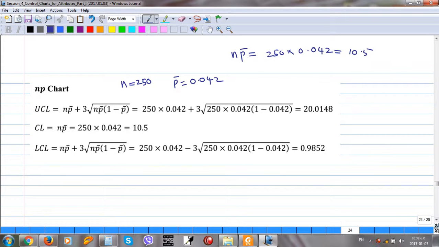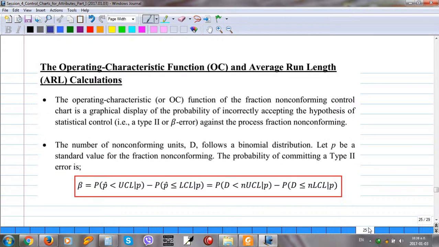And as we discussed in the previous chapter, in here also we have to think about the OC curve and the ARL, average run length. That is the same, there is no change, the theory is the same. So as we discussed in the previous chapter, you can use the same way to find the beta, that means type 2 error, and also the average run length.